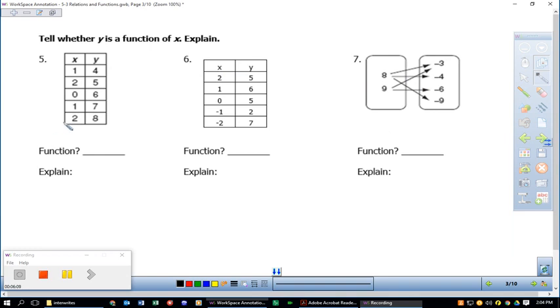Now, tell whether y is a function of x, and then explain. Well, number 5 is not a function. It's not a function because the definition of a function is that every x has one y. Okay, so function.